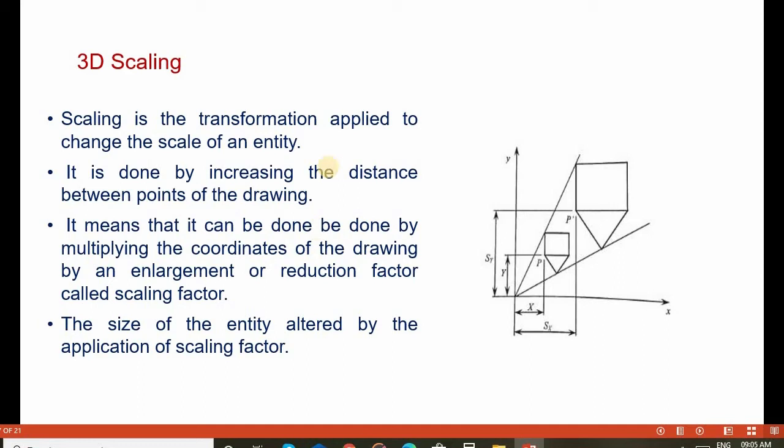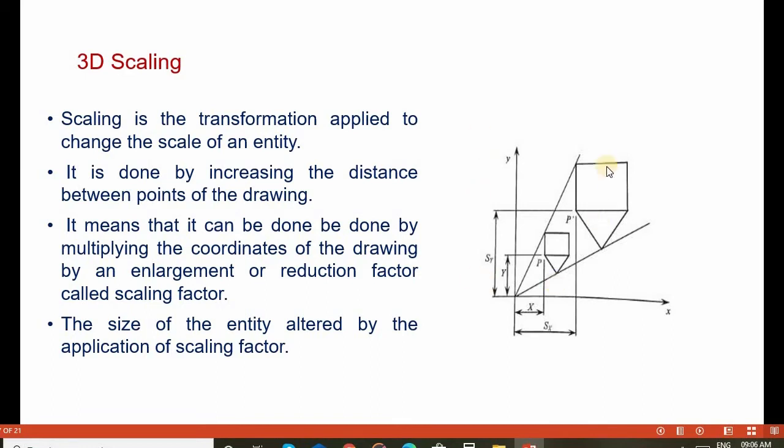It means that it can be done by multiplying the coordinates of the drawing by an enlargement or reduction factor, called the scaling factor. So we multiply the coordinates and get the new enlarged or reduced object. The size of the entity is altered by the application of the scaling factor. The size of the object, image or entity can be enlarged or reduced by applying the scaling factor, so the scaling factor plays a very important role in the scaling process.